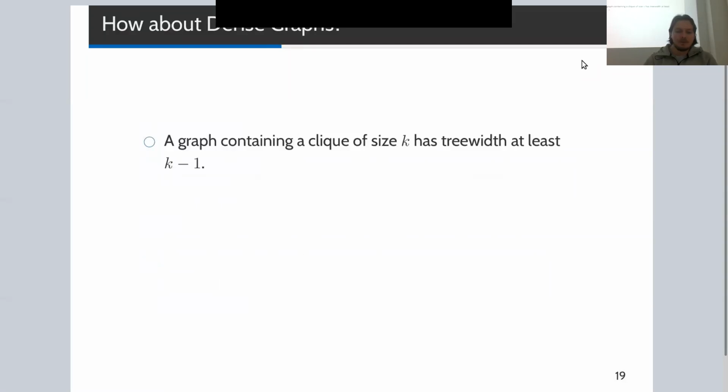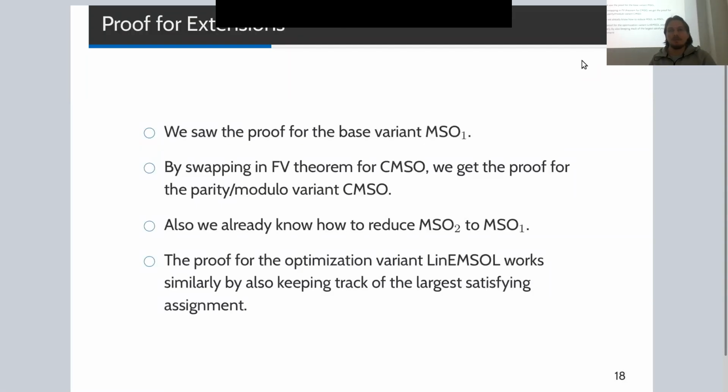Okay, are there any questions first about wrapping this up on tree width?